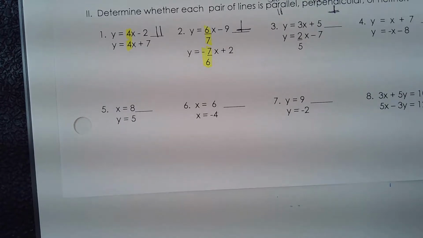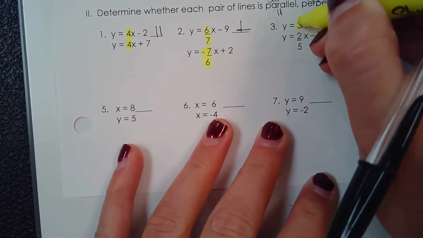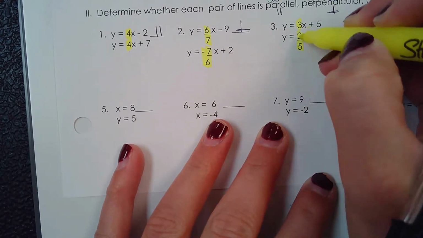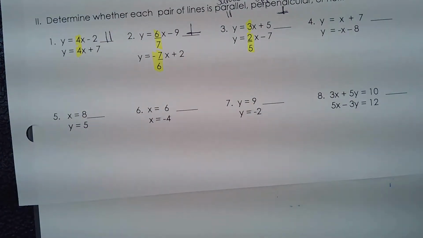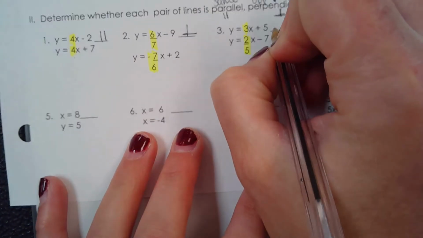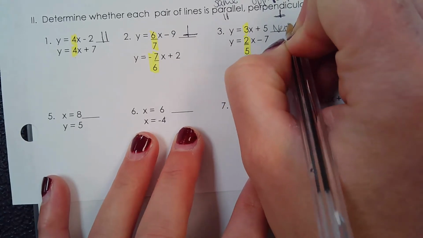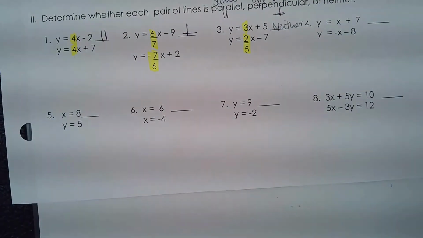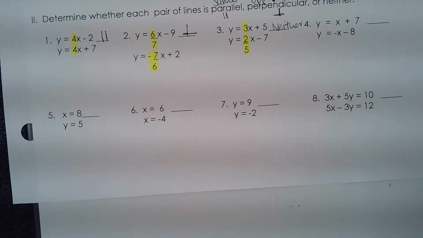What about number 3? What's the slope of the first line? 3. What's the slope of the second line? 2/5. Are those the same? No. Are they opposite reciprocals? No. So neither. So those lines are going to intersect somewhere, but it's not going to be at a 90-degree angle. Is that all right?